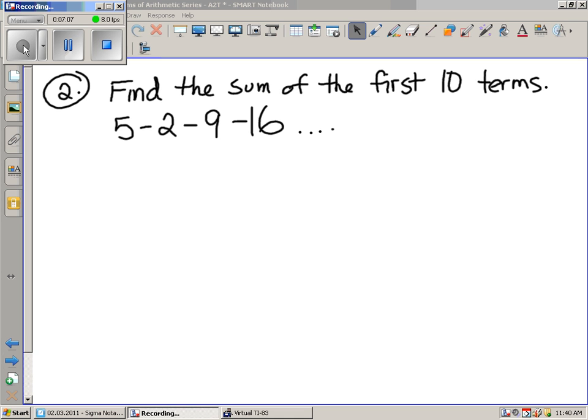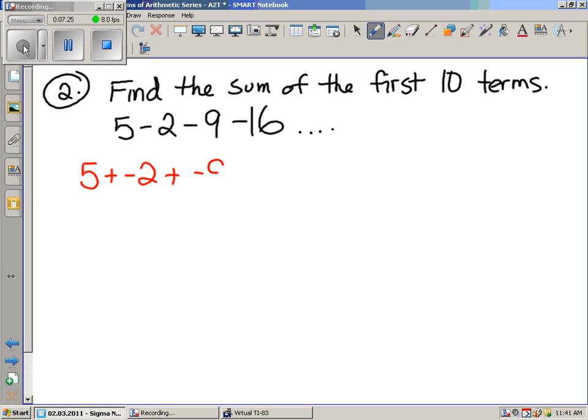So now we're on question number 2. This is the last question that we're going to be exploring today. And some people might say, but wait a minute, doesn't it have to be like adding to be arithmetic? Okay. We could rewrite this sequence like this. This is 5 plus -2 plus -9 plus -16, ... So let's first check to make sure it's arithmetic. What's the common difference? Ooh, it is arithmetic.